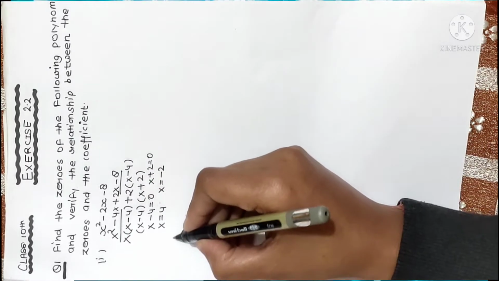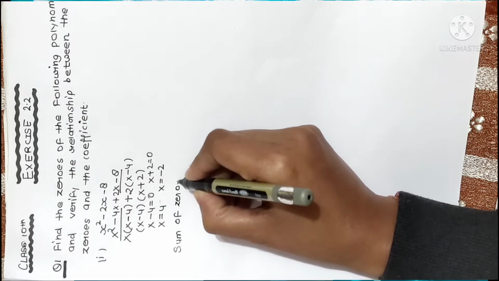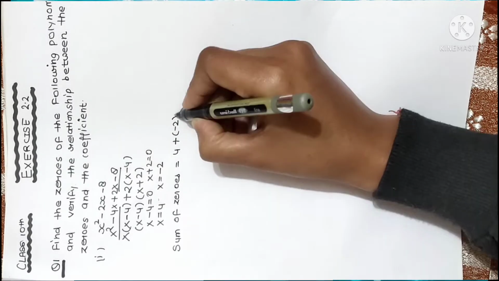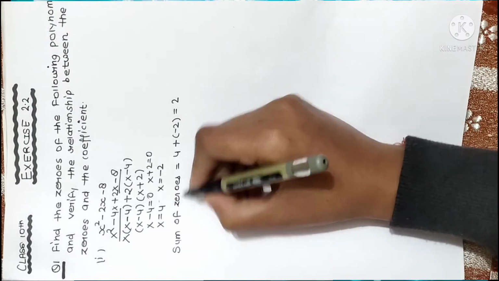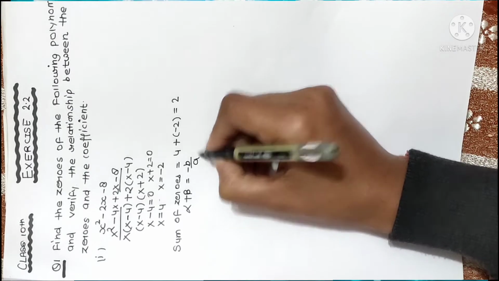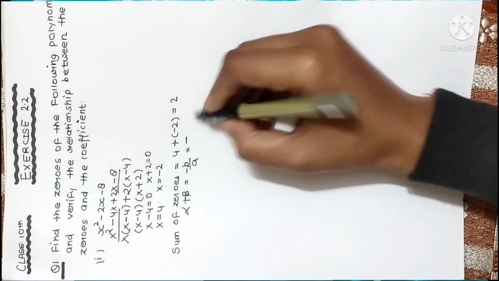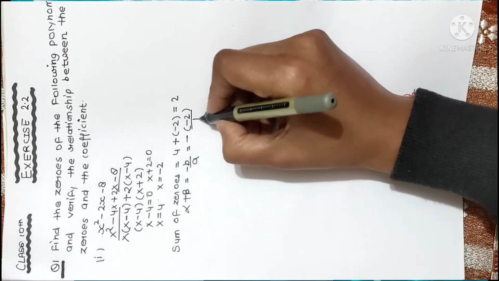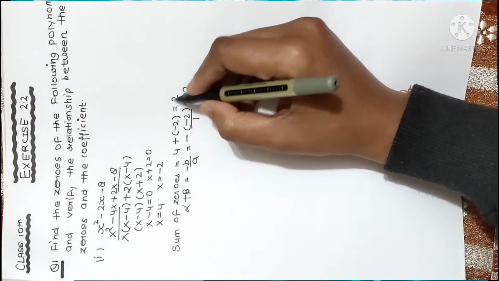Okay, so we know that sum of zeros means 4 plus minus 2 is your 2 only. Okay, and also we know that a sum of zeros means alpha plus beta equals to minus b upon a. Okay, so it will be minus as it is. B is your minus 2 from here, okay, from the equation, and a is your 1, so it is again equals to 2. So from here it is verified that both are equal.